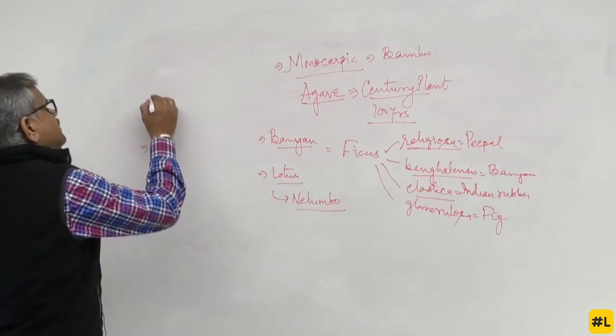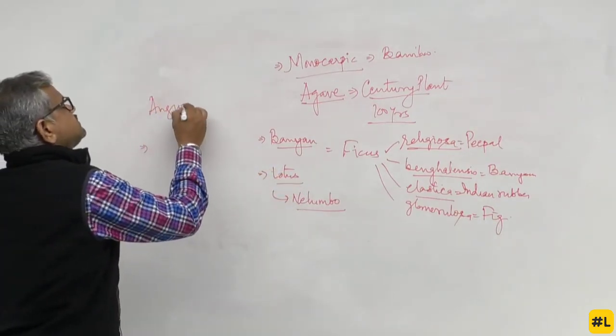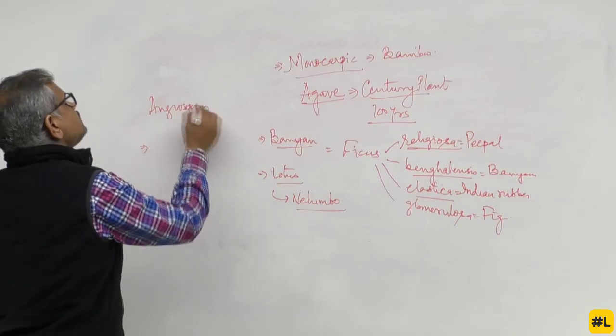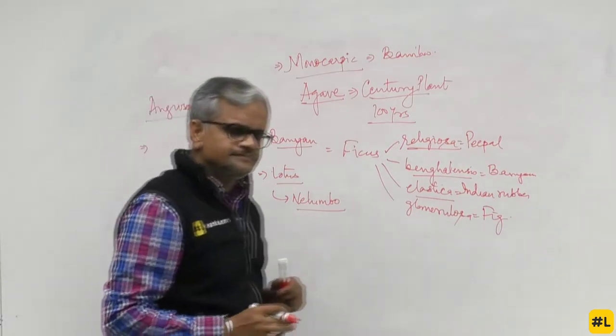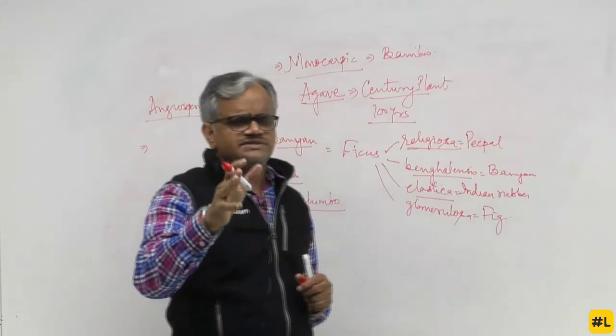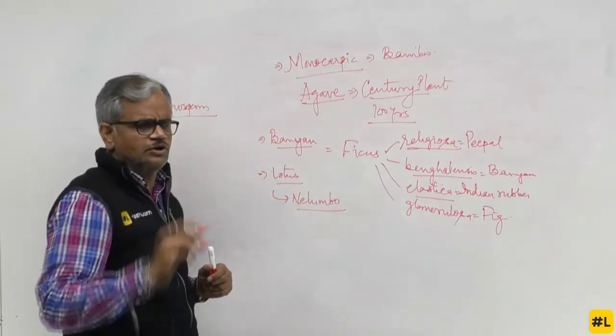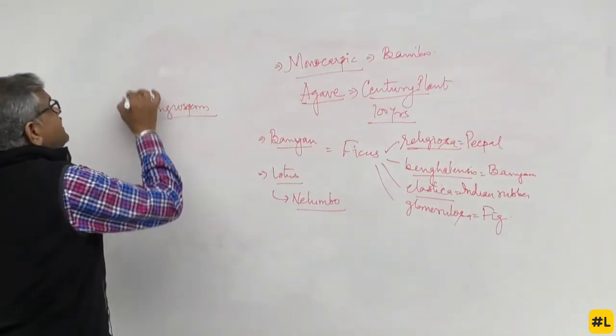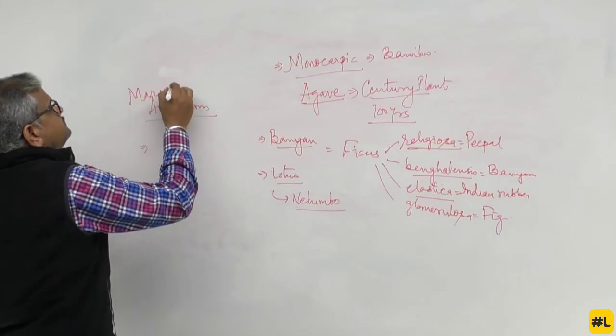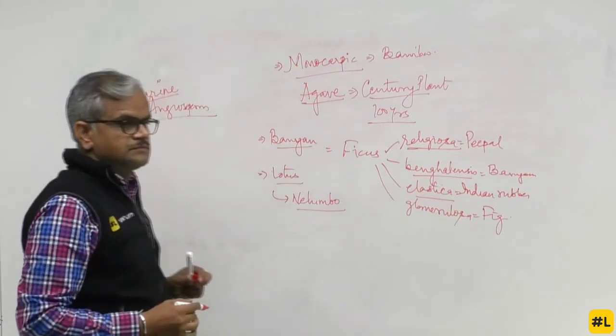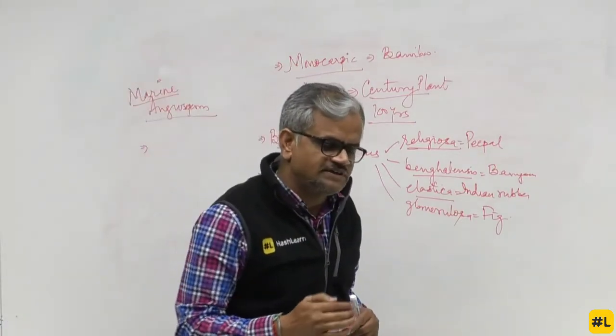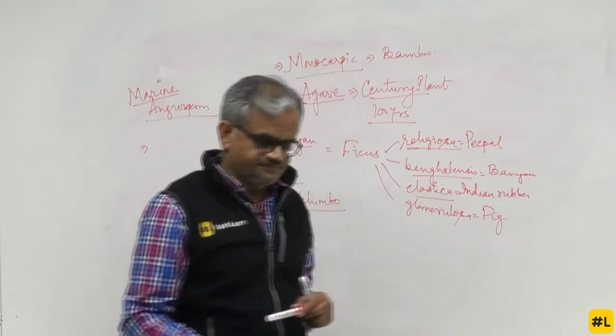Now, we are talking about so many angiosperms. Sir, where do these angiosperms grow? Yeah, terrestrial, all the lands, in the water. Now, one question to all of you. Which is an angiosperm which grows in marine water? Sir, what? Give me an example of a marine angiosperm.